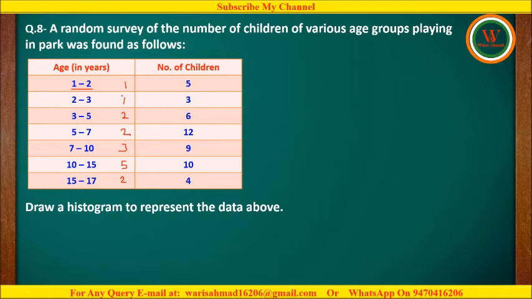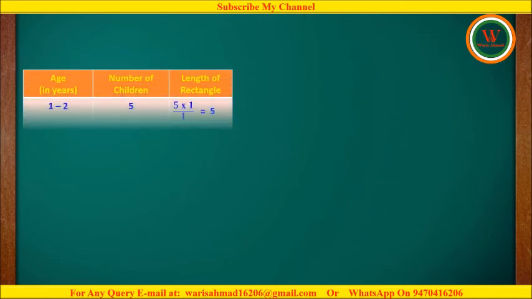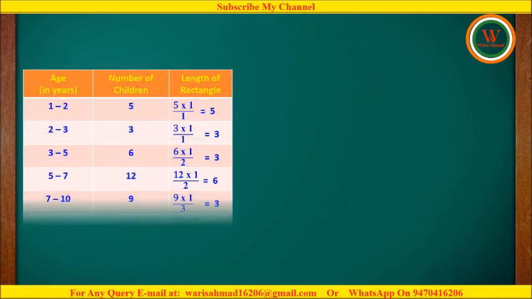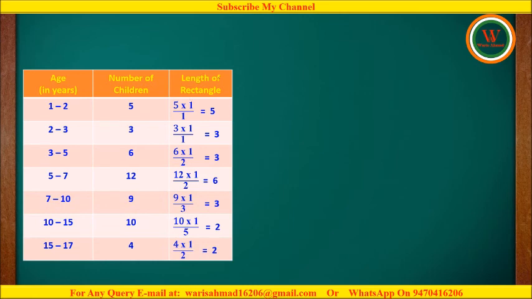So let us see the solution of this question. First of all, let us see the given data: age in years, number of children, and here I have taken length of rectangle. This is also termed as adjusted frequency. So here, how to find the length of rectangle or adjusted frequency? Let us see. This is the formula.